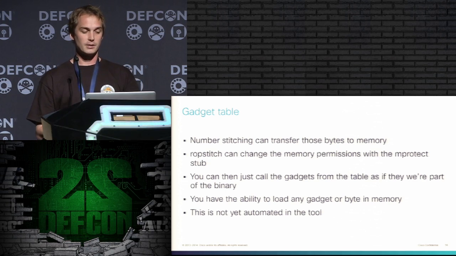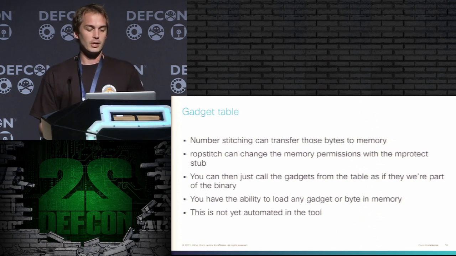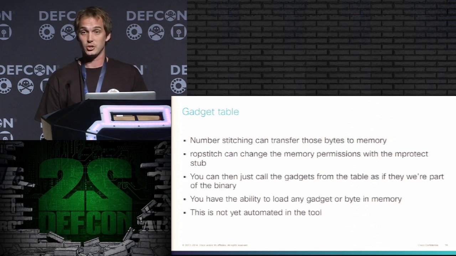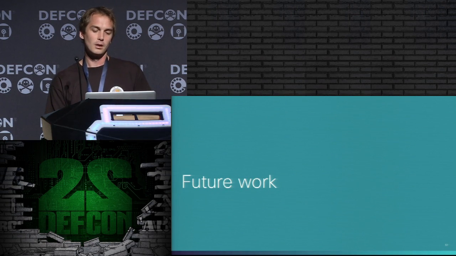And since the tool can change your memory permissions, it will work. Then you just call the gadgets from your table, or it doesn't necessarily have to be gadgets, it can just be bytes. You can add a bunch of bytes there, and it increases the availability of your bytes. So you have the ability to load any gadget or byte in memory just using a bunch of memory addresses. I haven't automated that part in the tool yet. It's just kind of on the side.